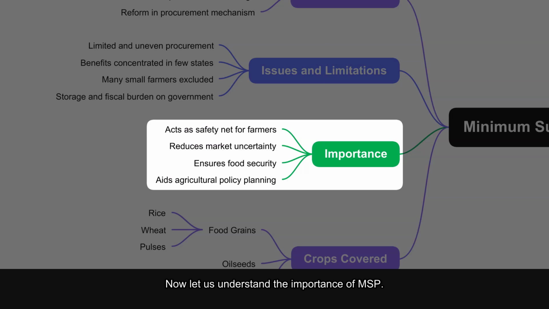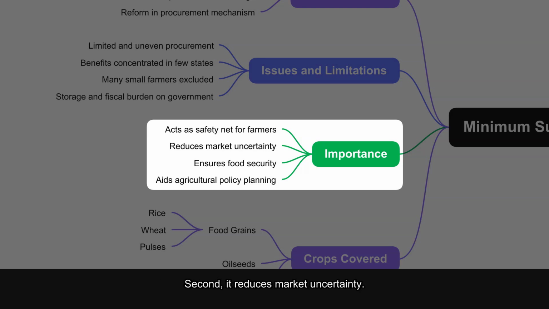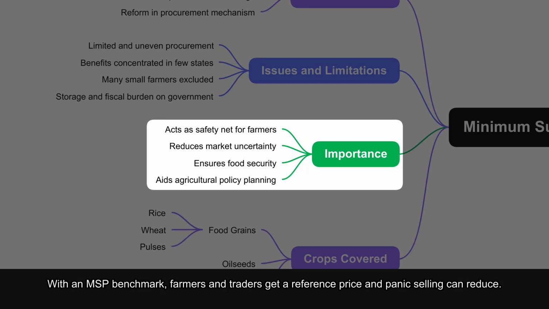Now let us understand the importance of MSP. First, MSP acts as a safety net for farmers. It provides confidence that there is at least a minimum price level the government is willing to support. Second, it reduces market uncertainty. With an MSP benchmark, farmers and traders get a reference price and panic selling can reduce.